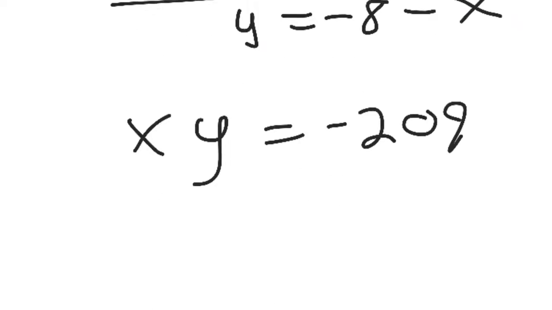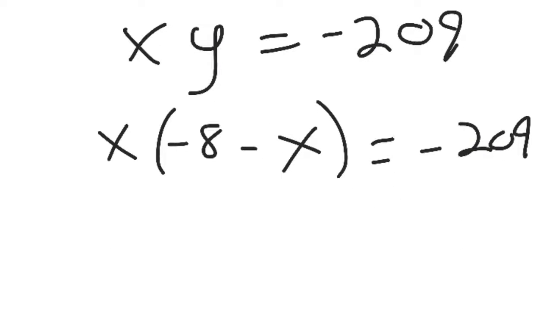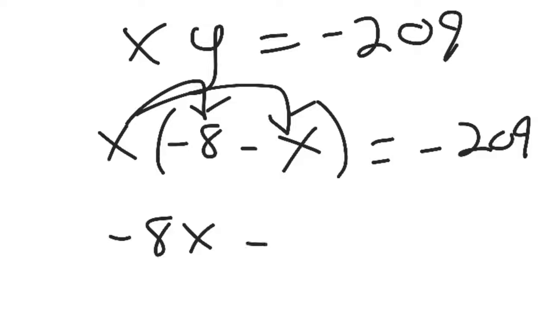Now you can make a substitution. Right in here, instead of y, I'm going to replace it with the parentheses, negative 8 minus x. I misspoke there. That's y, you replace it with negative 8 minus x. And so when you do that, now you just have one variable in an equation to deal with. You've got an x in front of a parentheses, so distribute the x. That gives you negative 8x minus x squared.